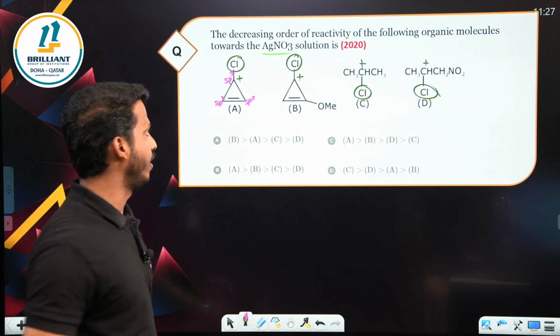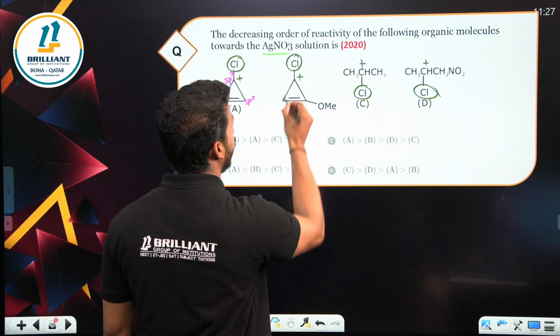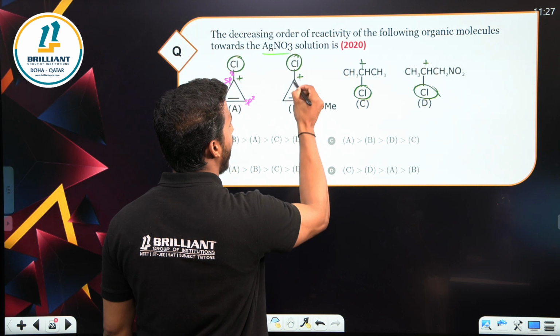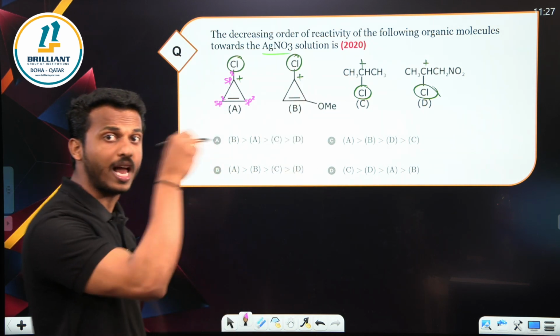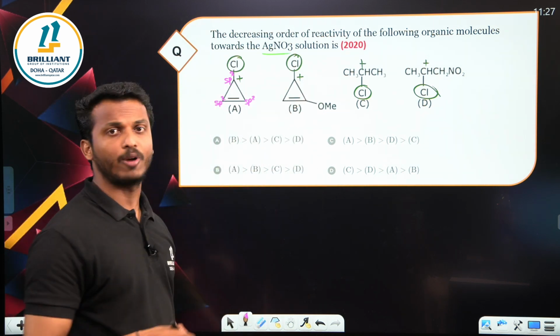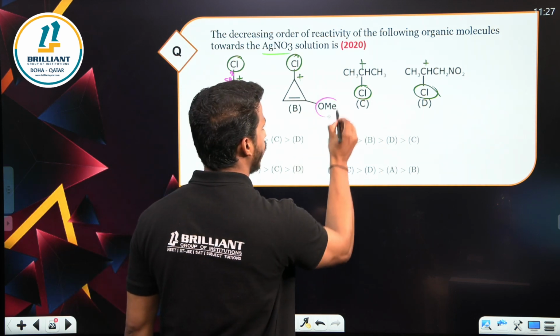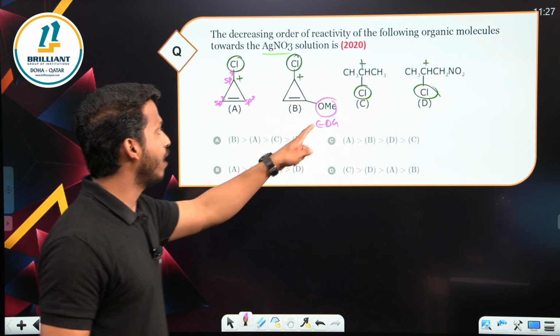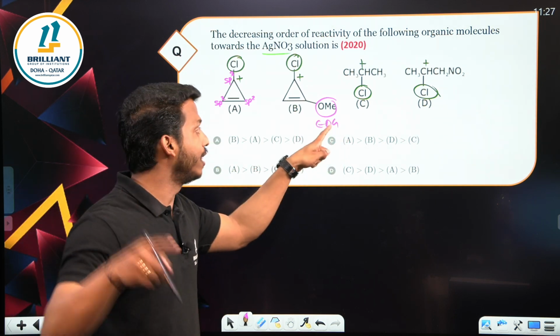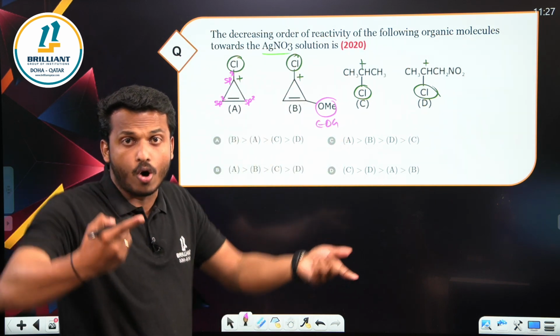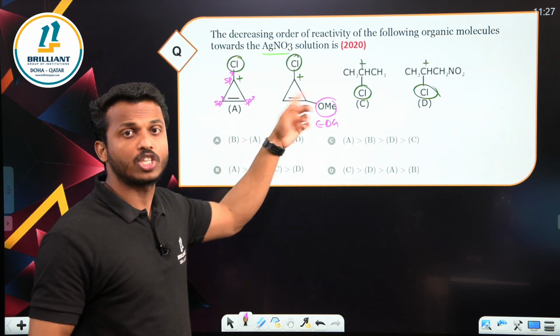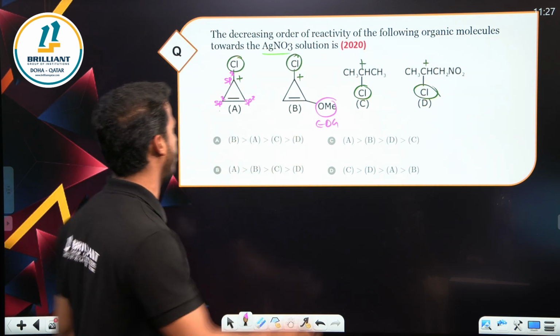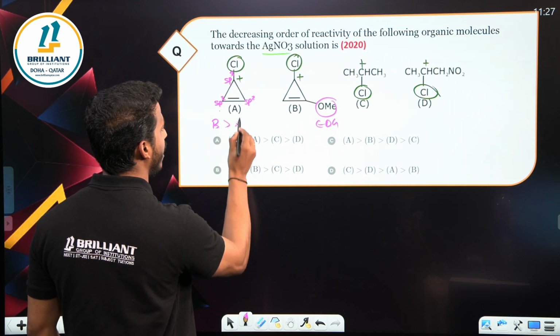So after removing chlorine here, what about this case, dear all? This is also a cyclopropenyl carbocation. It is also stable due to resonance, but there is a methoxy group. Methoxy is an electron donating group. As I told you, dear all, if an electron donating group is there, it will stabilize the carbocation more. So among A and B, B is the more stable carbocation.